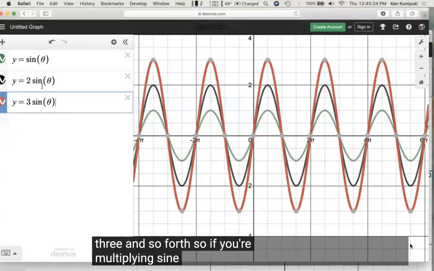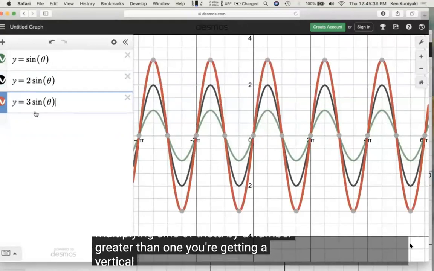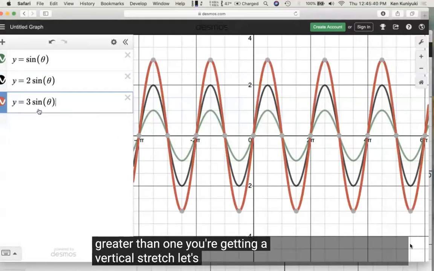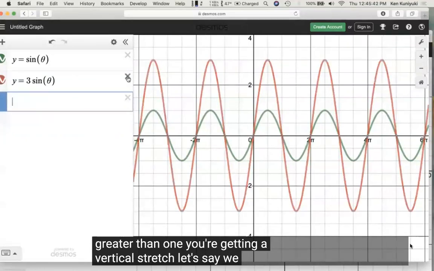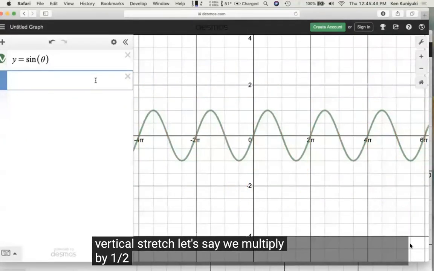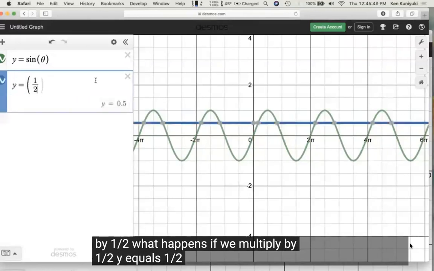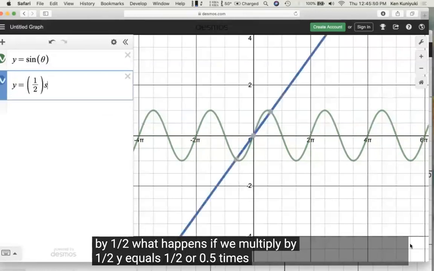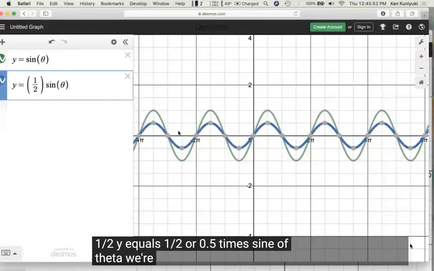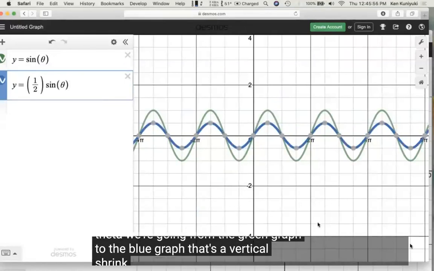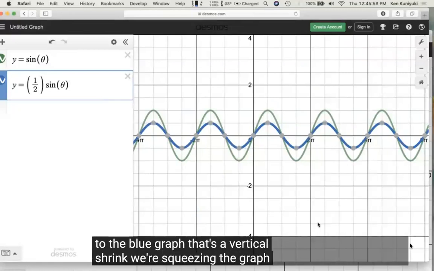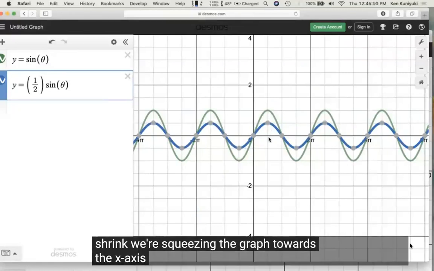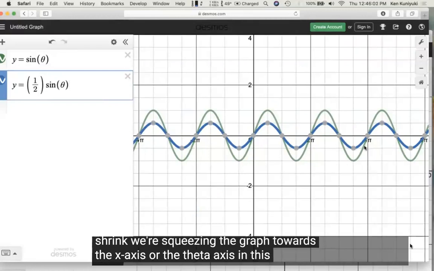So if you're multiplying sine of theta by a number greater than 1, you're getting a vertical stretch. But let's say we multiply by 1/2. What happens if we multiply by 1/2? Y equals 1/2, or 0.5 times sine of theta. We're going from the green graph to the blue graph. That's a vertical shrink. We're squeezing the graph towards the x-axis, or the theta axis in this case.